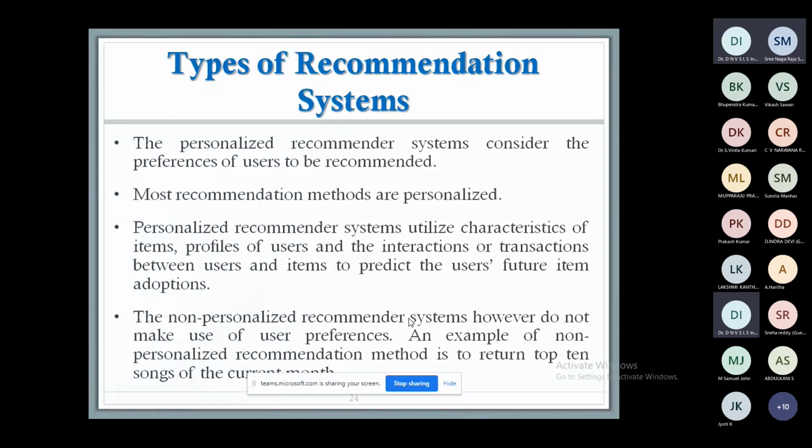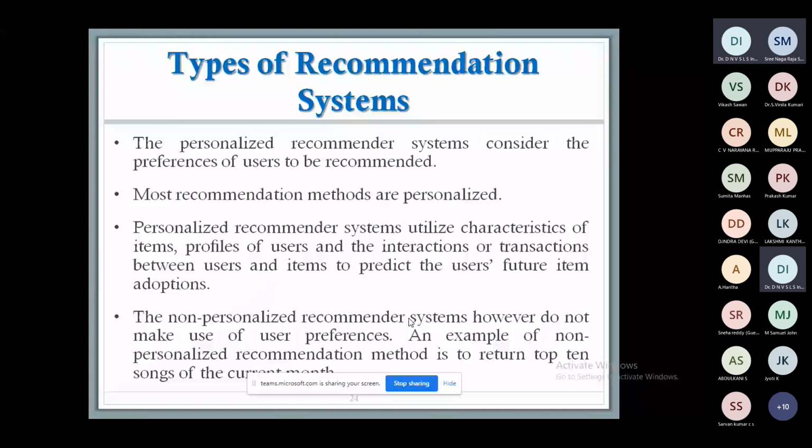The personalized recommendation system utilizes the characteristics of the items, the profiles of the users, and the interactions or transactions between the users and items to predict the user's future item adoptions. What are the characteristics of items? If item characteristics are similar, it will recommend. It will identify the profiles of the users, the interactions among the users, the transactions between the users. It will consider all these things.